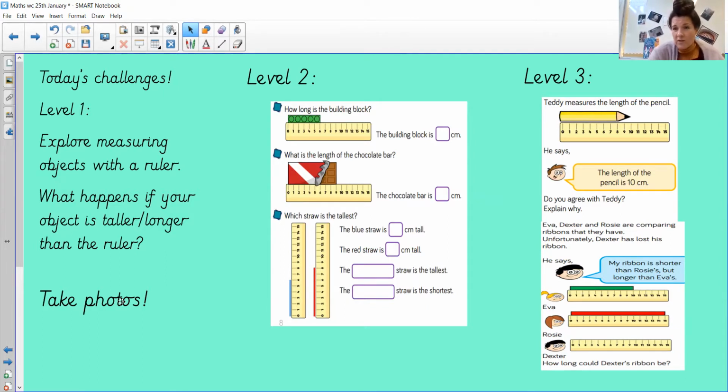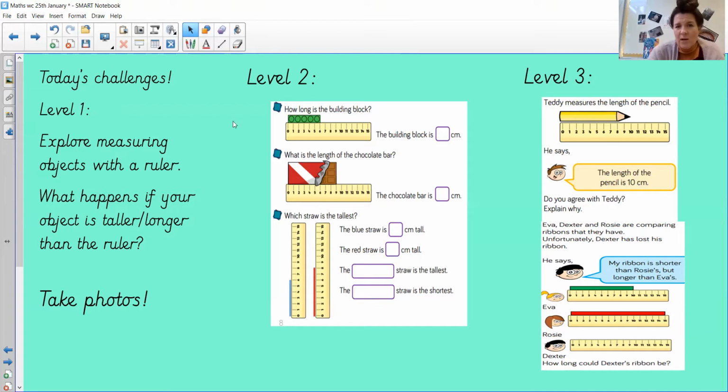Take some photos and send them in to your teachers, okay? Some photos of you measuring using a ruler. Now, if you don't have a ruler or a tape measure, I have sent to you a document which has a ruler, which is to scale. So you can always either print that off and use that, or you can just sort of shore it up against the screen and use that to measure on your screen, okay?